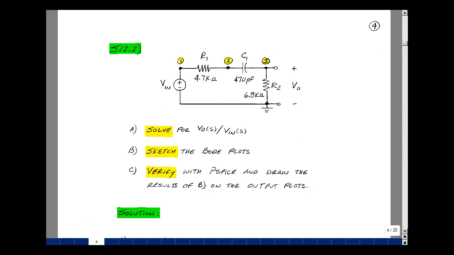This lesson deals with supplemental problem 12.2. You can find this problem in the ECE202 ebook in the Chapter 12 Supplemental Problem starting on page 4. Given this series circuit with two resistors and a capacitor, can you solve for V out of S over V in of S, sketch the Bode plots of that, and then verify it with PSpice, and then draw your results from part B on top of the output plots.